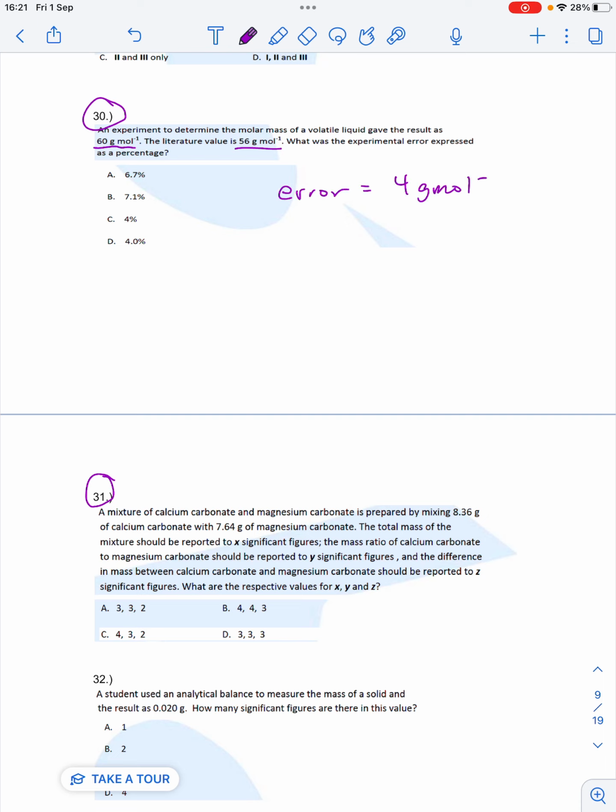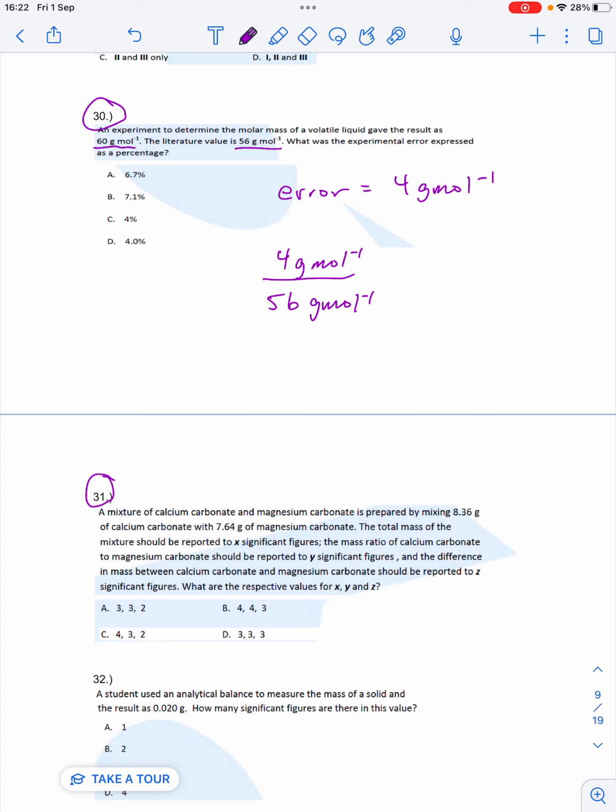So the error is just how much difference there is between what the student got in the experiment compared to the literature value, which is considered to be the true value or the accepted value. And then we want to express that error as a percentage. So we take the part we want to express as a percentage, put that on top, and divide it by the whole value. And the whole value is the true value, so we want to use 56, not 60.